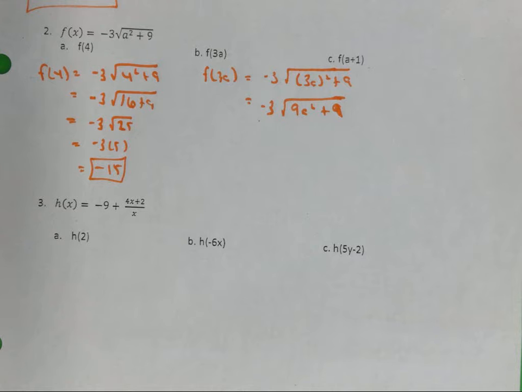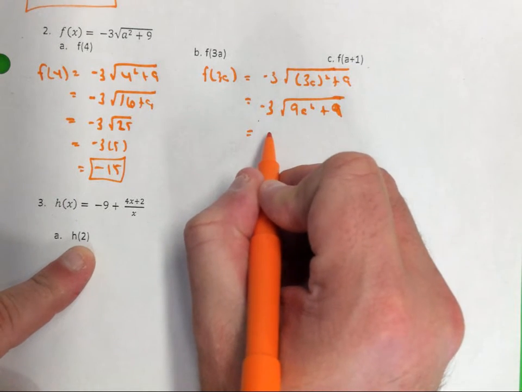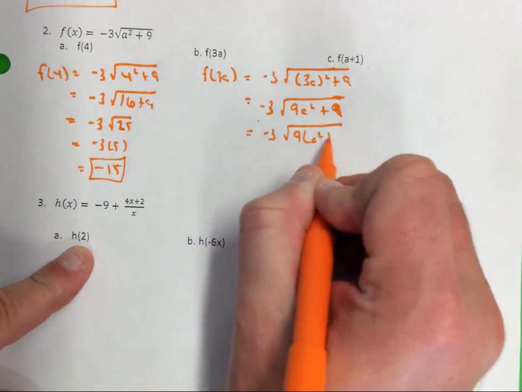Yes, that looks tempting to simplify, and yes, you can simplify. But the only way you can simplify is if you try to factor something out first, okay? What do they both have in common? 9. They have a 9 in common. So I'm going to factor out a 9. Yes, I took a GCF out.